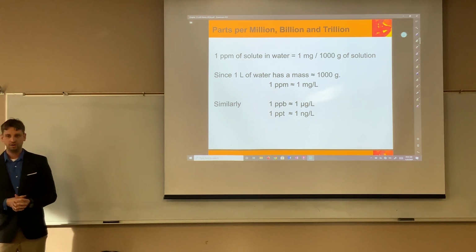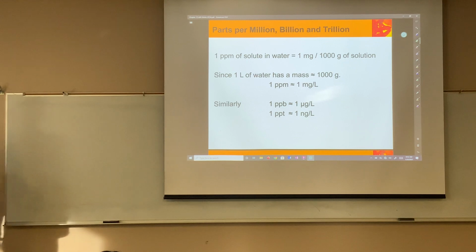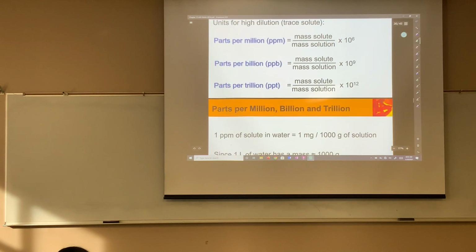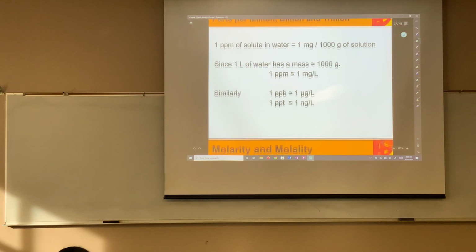Why is it approximately instead of exact? Because it depends on how much mass 1 milligram takes up also, right? You'll notice it's mass over mass here, whereas I'm saying mass over volume there, so we have different arguments to make. Okay, thank you. Good question.